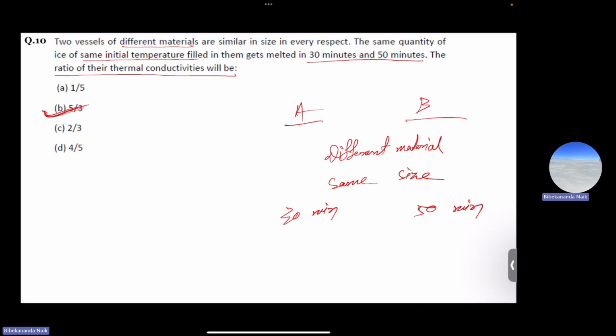So depending upon the coefficient of thermal conductivity, the time required will be different, because the amount of heat required for melting the same amount of ice is the same. So depending upon the thermal conductivity coefficient, the required time will be different.